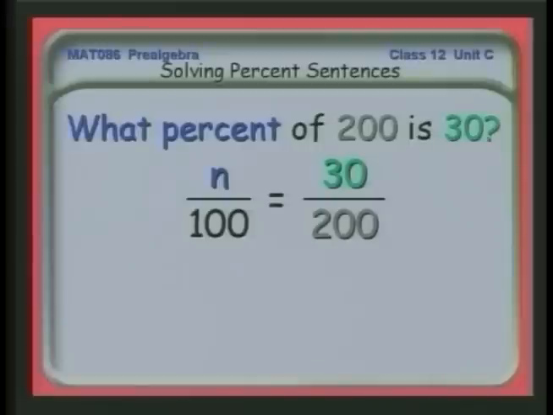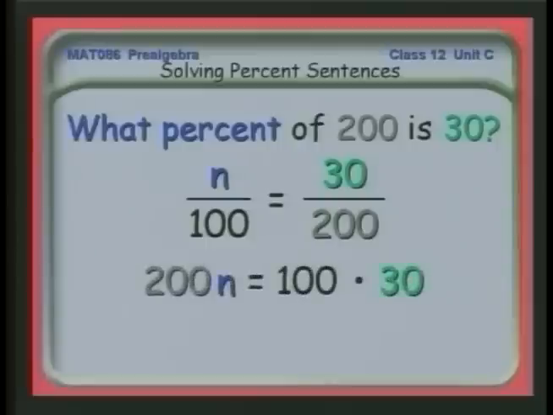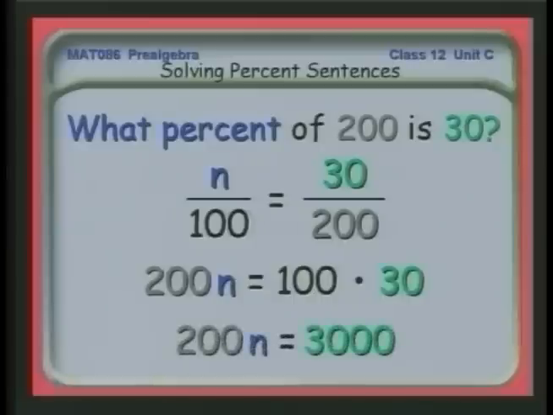I need to cross multiply. What should I get for the term on the left? 200 times n, top left, the numerator of the left-hand ratio times the denominator of the right-hand ratio, is equal to the opposite. I get 200n is equal to 100 times 30. And there is my basic equation, 200n equals 3,000.